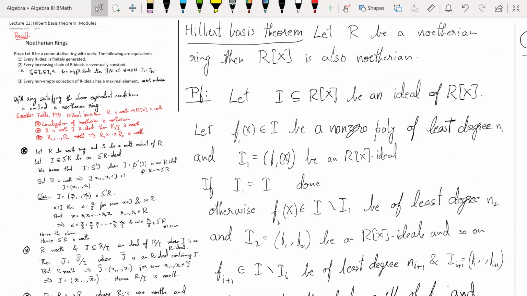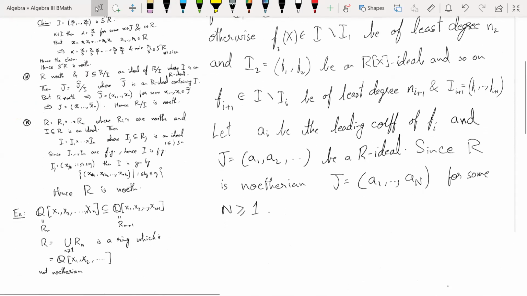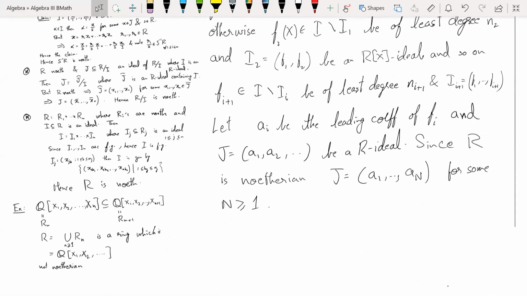Will this remain a UFD over here? Yeah, this ring happens to be a UFD. This ring is still a UFD. So this is also an example for that case: a non-Noetherian UFD. Yeah, that's right. So a UFD need not be Noetherian.